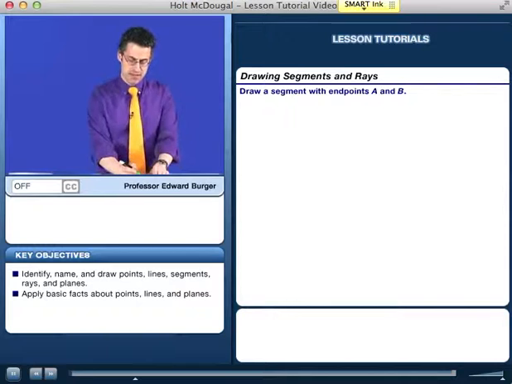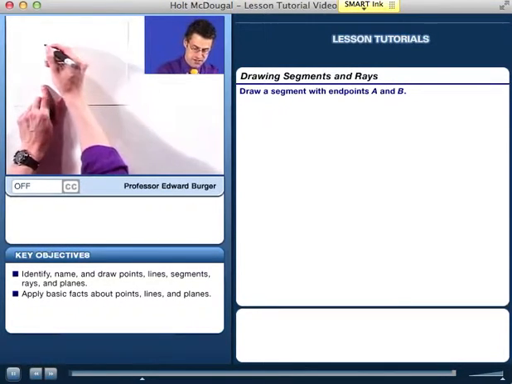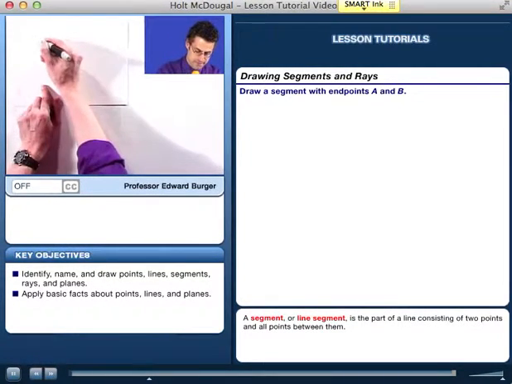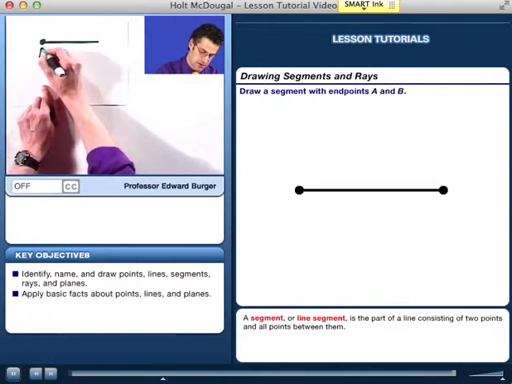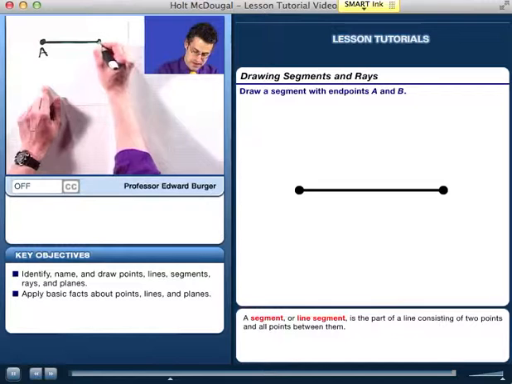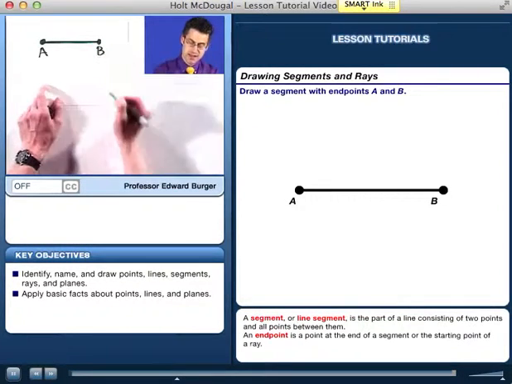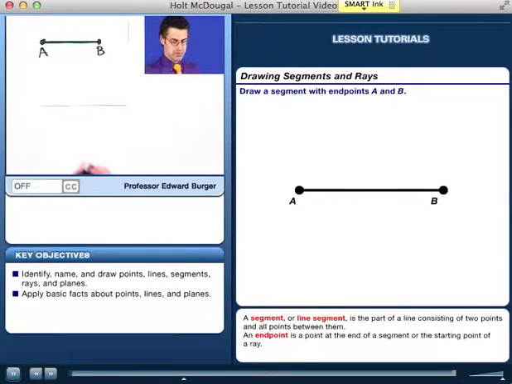So that's pretty easy, because a line segment is just a piece of a straight line that has a beginning and an end, and the dot at the end I call A, and the dot at the end I call B. That is a line segment where I have one endpoint A and one endpoint B.